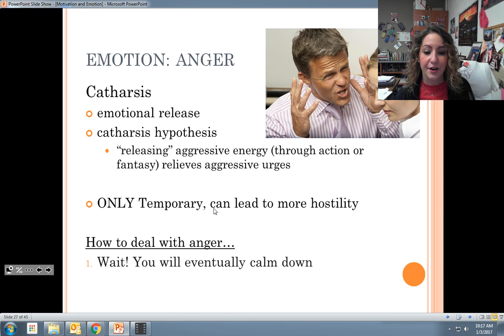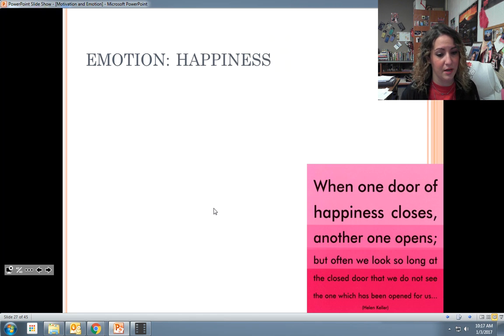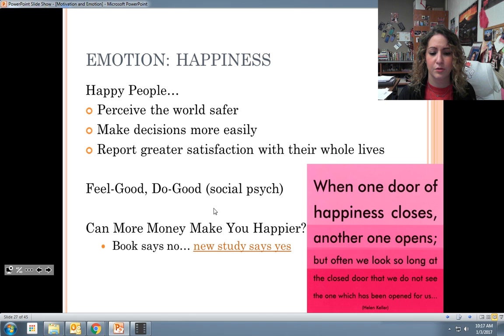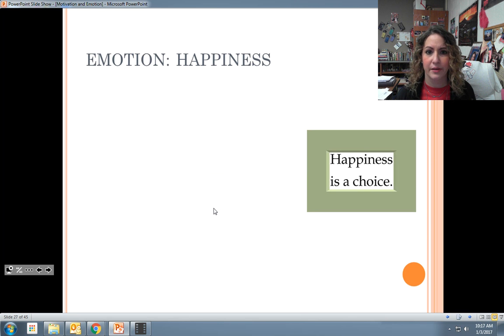So how do you deal with anger? You wait, you calm down, you rehearse your reasons for anger. Why are you really upset? Is it really because of this, or is it something deep down? And for happiness, who would have thought that happy people are happier with their lives, report decisions more easily, perceive the world as safer. When you feel good, you're more likely to do good. And more money does not necessarily equal more happiness.